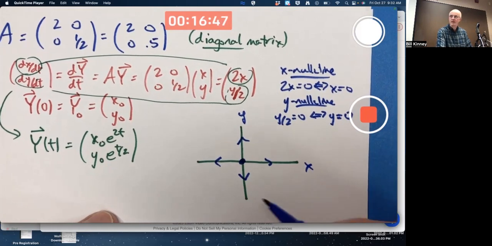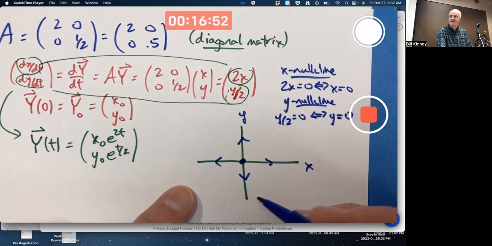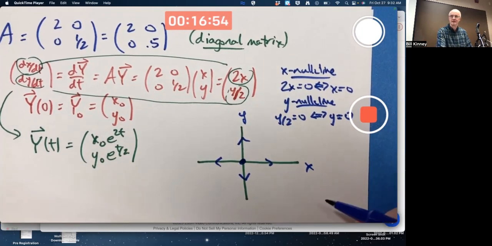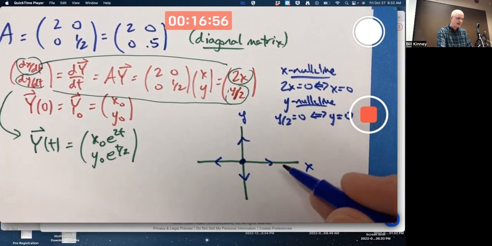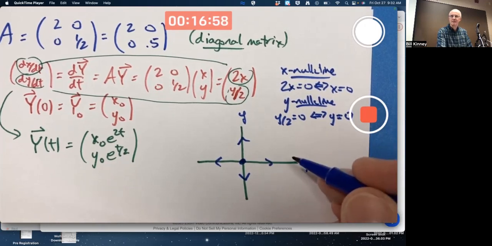Now, these are evidently straight line solutions because if you start on one of these axes, you're going to stay on one of these axes. Are there any other straight line solutions? It turns out no. If you try to draw more of the phase plane by hand, it is a bit tricky.